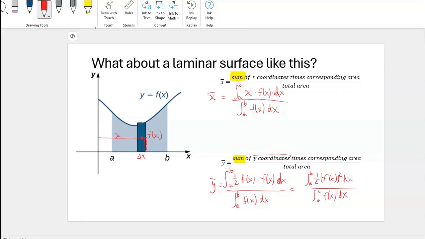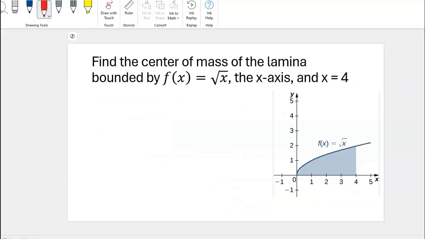Now, how are we actually going to use this? Let's go do it. Find the center of mass of the lamina bounded by the square root of x, the x-axis, and x equals 4. So it's that blue area. I'm going to draw in the general rectangle. Always draw in the rectangle so I can get an idea of what's going on. Got my delta x. I know this is going to be the square root of x.